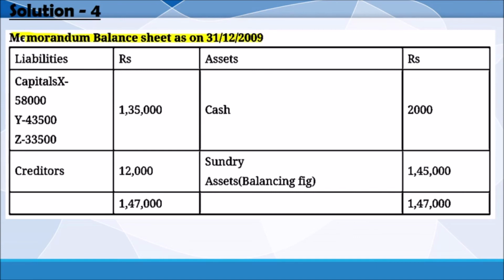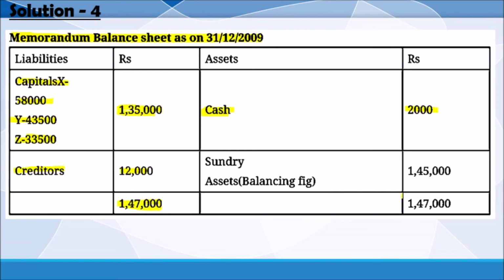Same format, only the title is changing. There we are writing the closing capital of the different partners: X 58,000, Y 43,500, as calculated using the table. The total will be 1,35,000. Creditors value is available in the question, 12,000. And the value of cash is also available in the question, 2,000. We are finding the total of the liability side, 1,47,000.